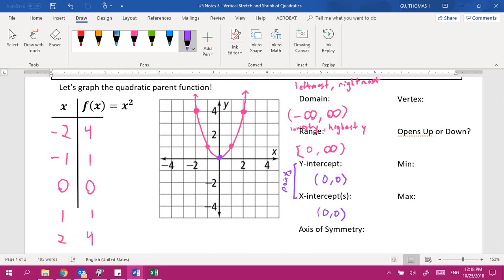Right, x-intercept is where it touches the x-axis, y-intercept is where it touches the y-axis, okay? And you can have more than one x-intercept. You just write both the points, all right? Okay, what is the vertex then? (0, 0). (0, 0), right.